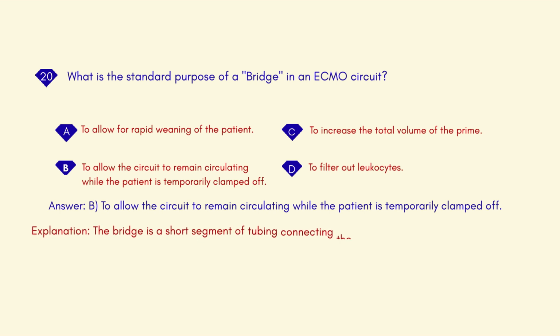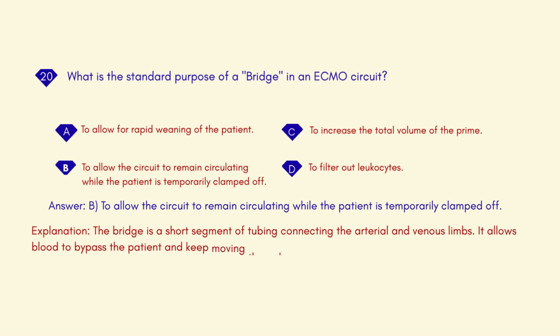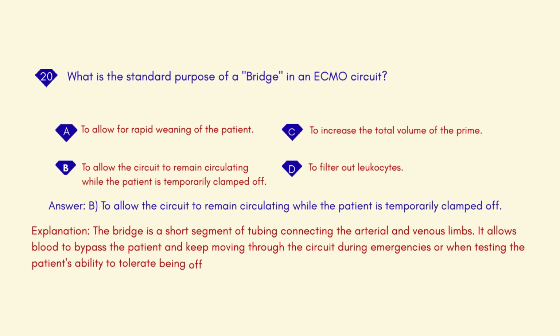Explanation: the bridge is a short segment of tubing connecting the arterial and venous limbs. It allows blood to bypass the patient and keep moving through the circuit during emergencies or when testing the patient's ability to tolerate being off support.